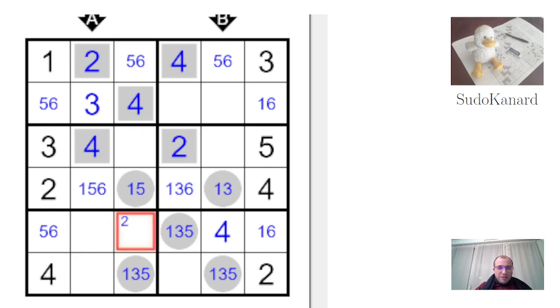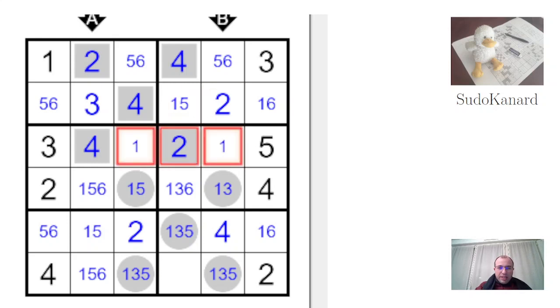Actually, that's not a 2, so the 2 goes there. We know that this is not a 6. We know that there are 1, 5, and 6, but this is not a 6 because of the X-wing. So here we know that 6 is not here, so there's a 2 there, and this is from 1 and 5. So here we need 1 and 6. And how do we conclude with this?